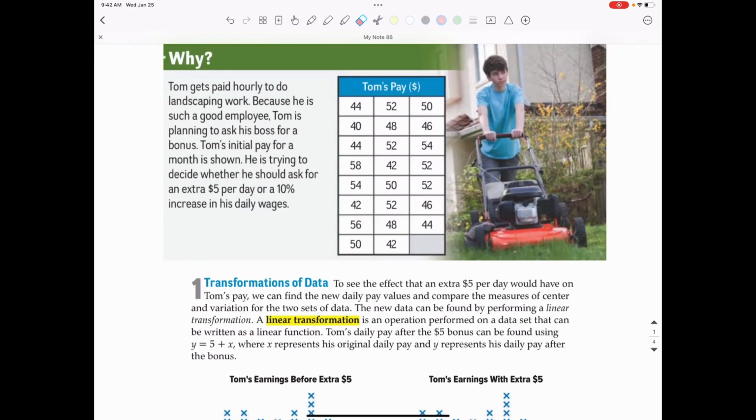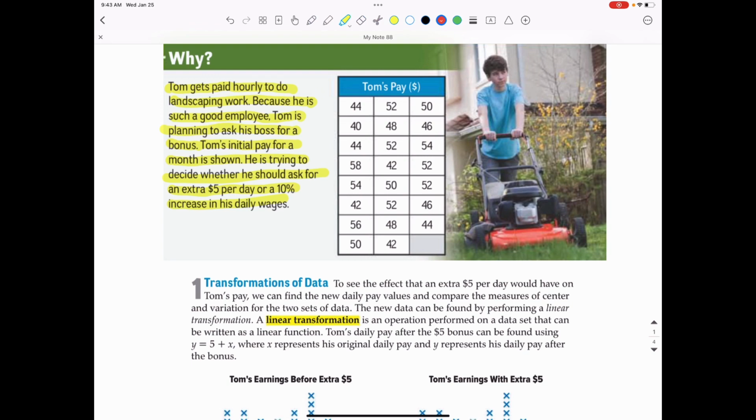I'm going to start this lesson by considering this. Tom gets paid hourly to do landscape work. Because he is such a good employee, Tom is planning to ask his boss for a bonus. Tom's initial pay for a month is shown. He is trying to decide whether he should ask for an extra $5 per day or a 10% increase in his daily wages.